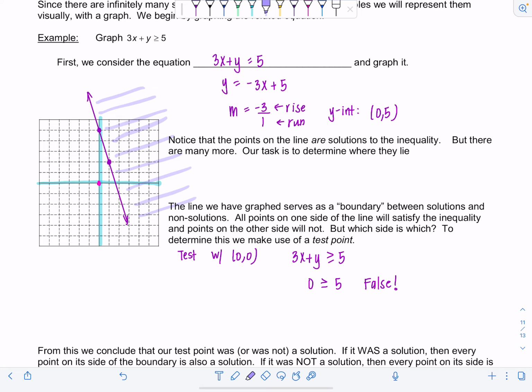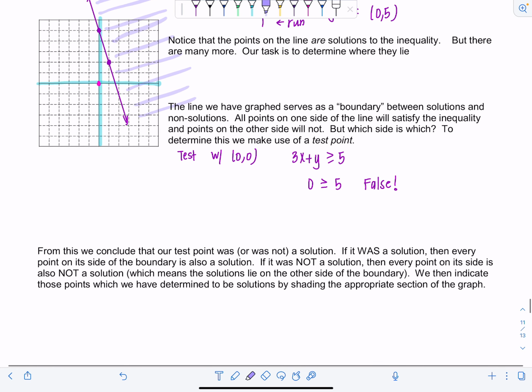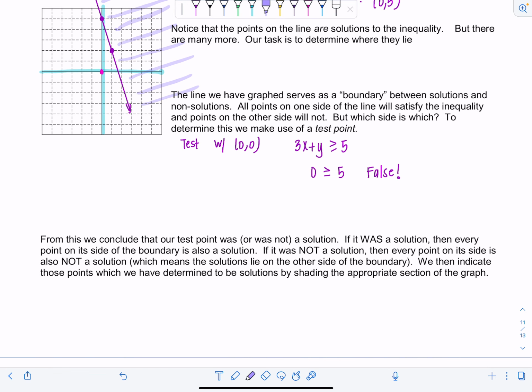So I'm going to shade the side of the line that does not include 0, 0. If 0, 0, our test point, was a solution, then every point on its side of the boundary is also a solution. So then I would have shaded the other side if I got a true statement. Either way, you'll still know which side to shade. If it's not a solution, shade the other side. If it is a solution, shade the side that includes it.